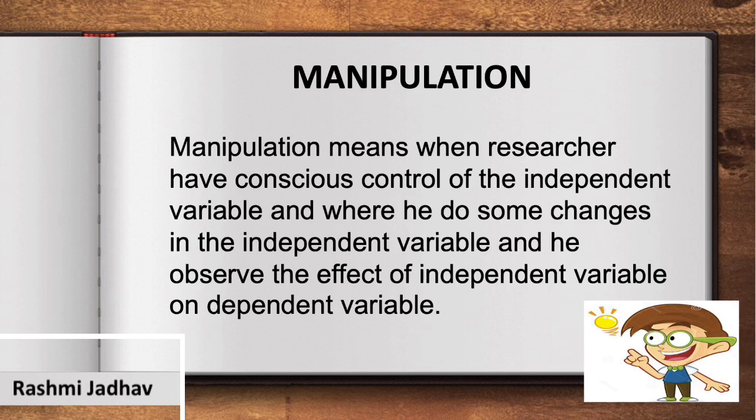It means we provide gentle massage to 50 subjects of the experimental group and do not provide gentle massage to another 50 subjects of the control group, right? This is the example of manipulation of the intervention if we compare both the groups, where the effect of this manipulation is observed on the level of pain in both the groups. Clear?